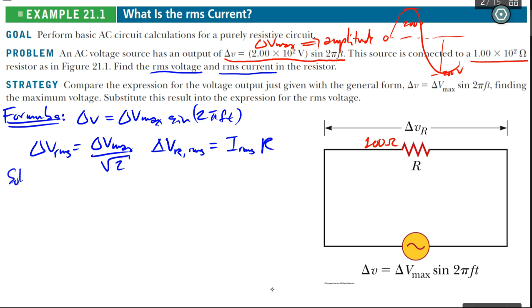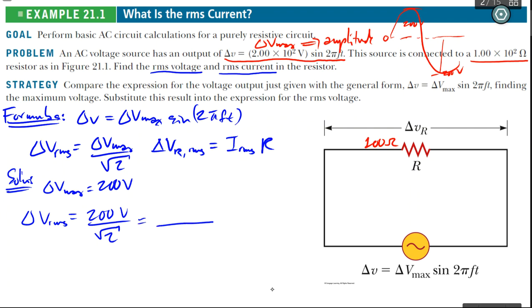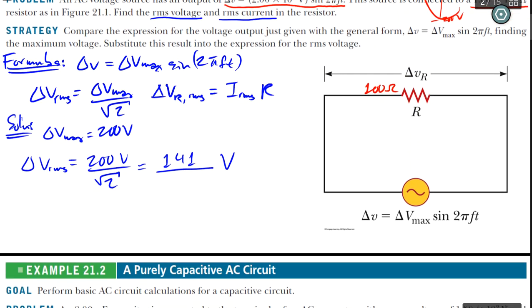Okay, solution right here. Since I already know that the V max is 200 volts, the peak or the trough, then I just need to find the RMS, which, that one's easy. That's just 200 volts divided by square root of 2. Now this should result in something that is smaller than 200, and sure enough, that gives us the digits for square root of 2.